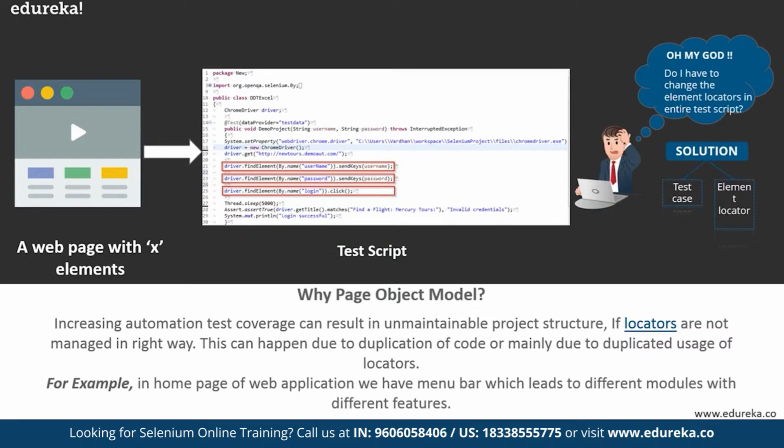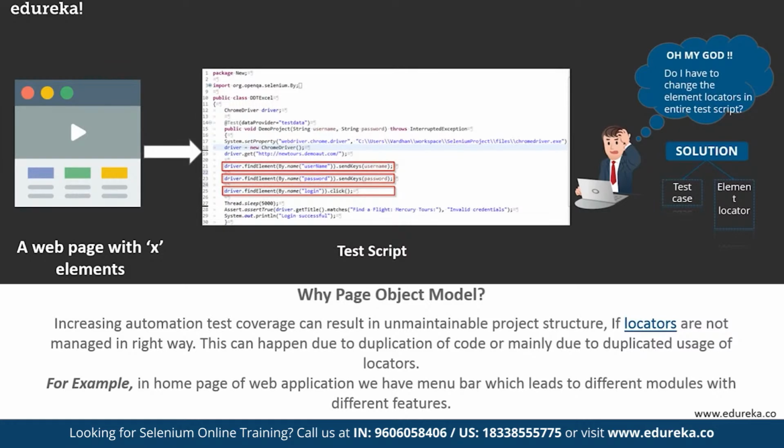So assume that a web page has X elements and you write a test script for that. So you might feel it a cumbersome task to change the element locators in the entire script. Yes, it is, of course. So what is the solution that Page Object Model gives you? It writes the element locators in one different class file, and test case file will be written in the other class file. And that is the main motto of the Page Object Model, to help you in updating the code, and that increases the efficiency of the test automation framework. So I hope you understood what is Page Object Model and why do we need it.